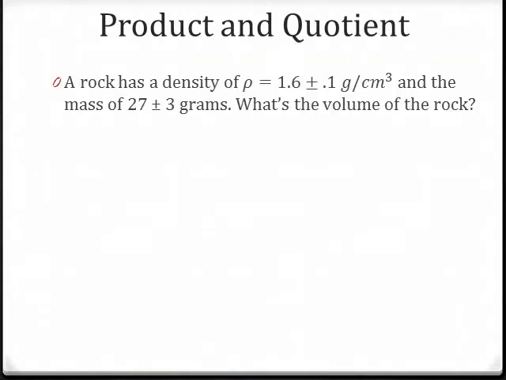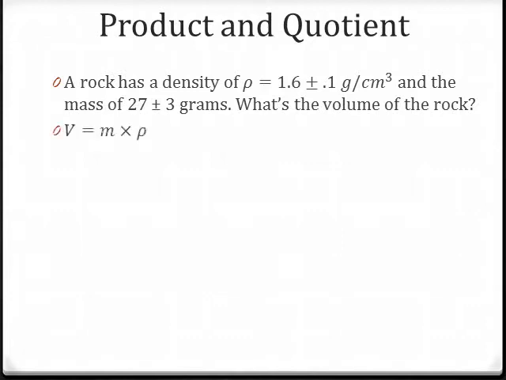Let's go over an example of finding the uncertainty from a product, just so you can get a better idea of how to use this rule, because this is one of the more confusing rules. Let's say we are looking at a rock that has a density of 1.6 plus or minus 0.1 grams per cubic centimeter, and the rock has a mass of 27 plus or minus 3 grams. What is the volume of the rock?